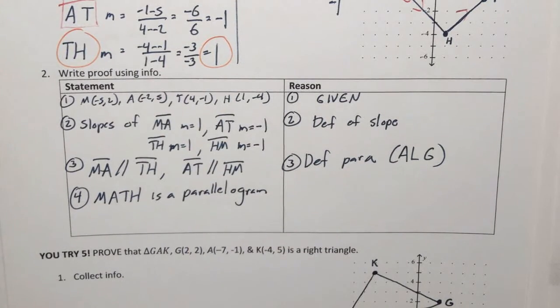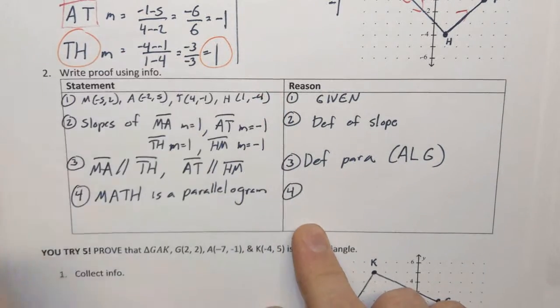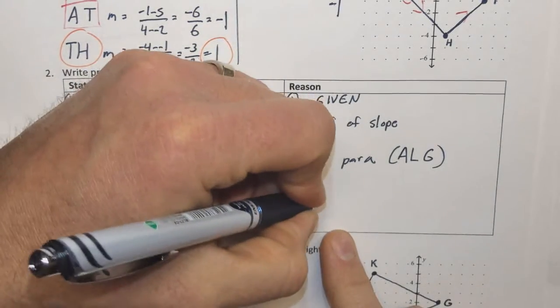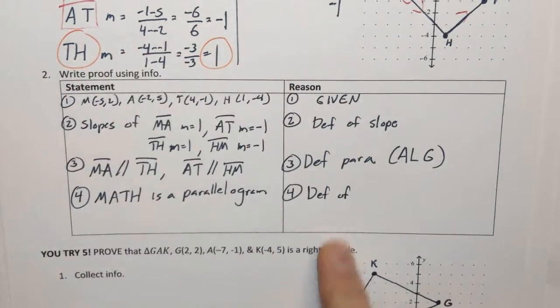And the main reason that it is a parallelogram right here is because of the definition of parallelogram. Parallelograms are defined as having 2 sets of parallel lines, and we have those. So this is going to be by definition. And this is going to be parallelogram.